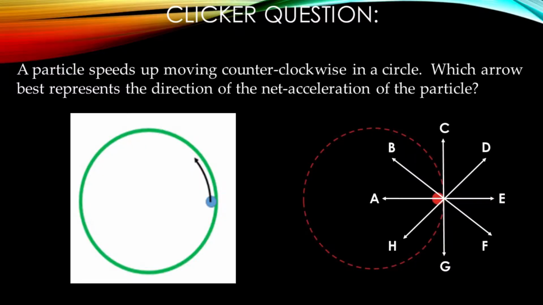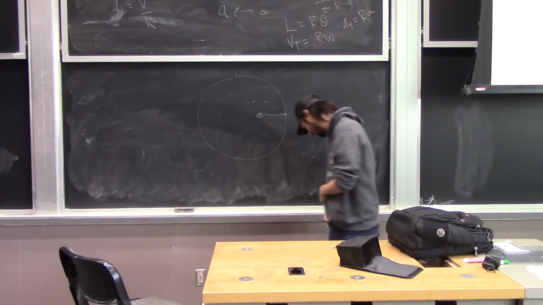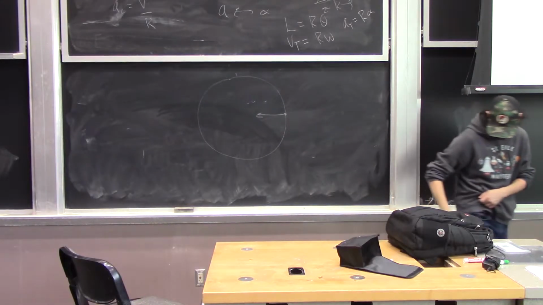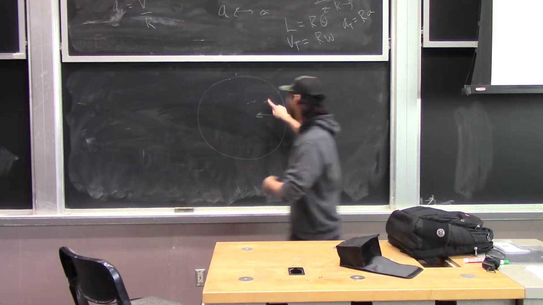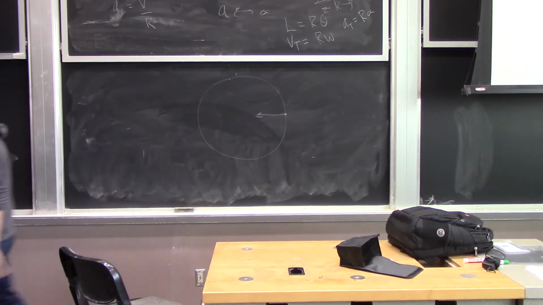So now, this one says a particle speeds up, moving in the counterclockwise direction in a circle. Which arrow best represents the direction of the net acceleration of the particle? So think about this one now. Okay, so let's talk about this one. I think we mostly have it already. So if we think about what was going on in the last question, this had some acceleration that was pointed towards the center of the circle.